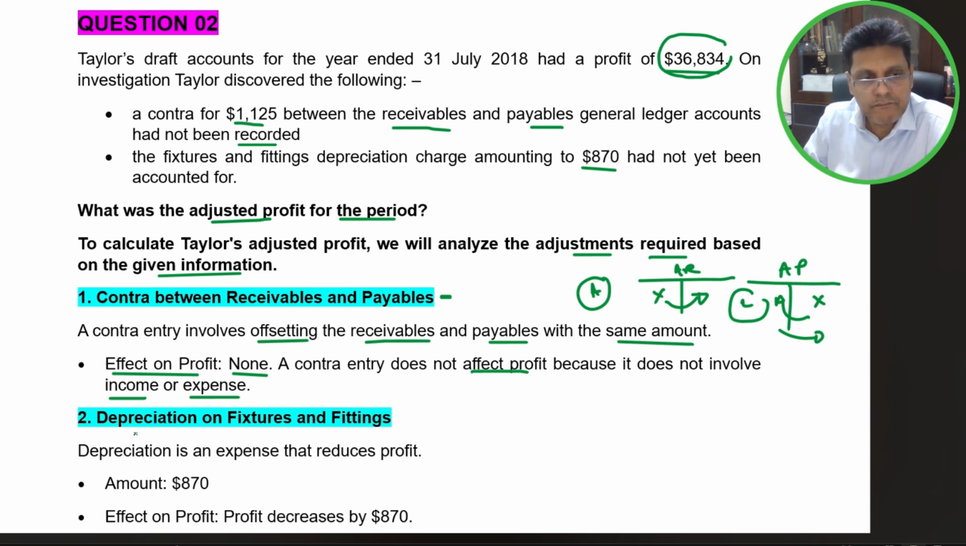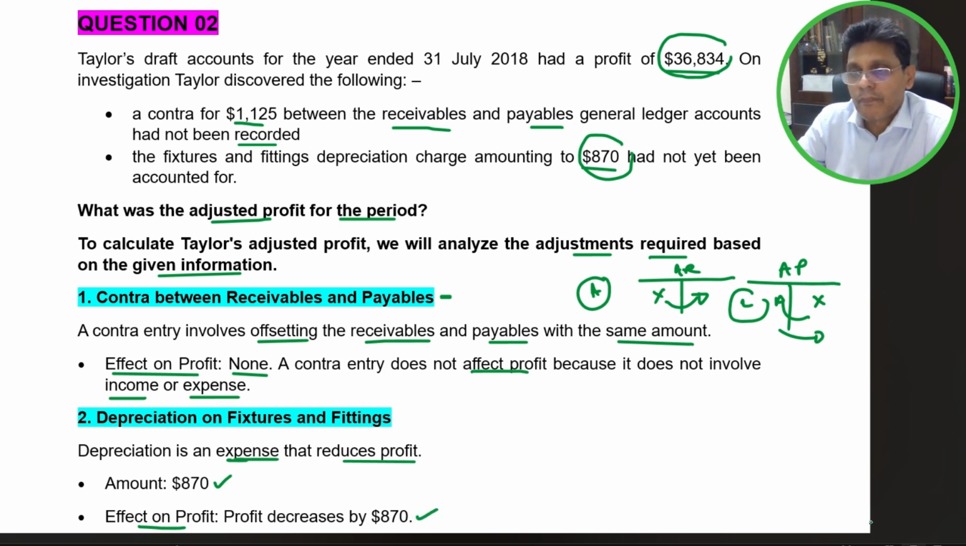Then the second one, depreciation on fixtures and fittings. What is the impact? Depreciation is an expense, so that reduces the profit. So therefore the depreciation charge for the period of $870 had not been recorded. So this is the $870. So what is the effect on profitability? So profit decreases by $870. So this is an expense.